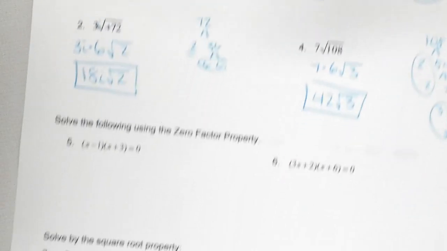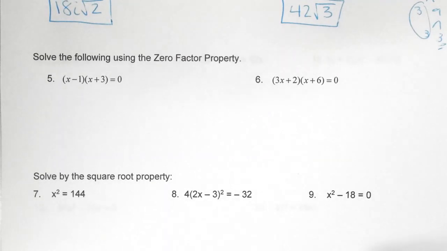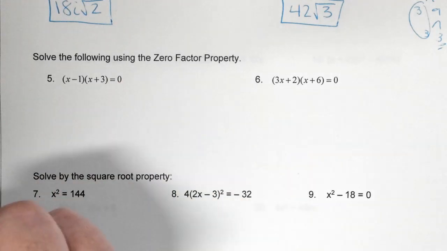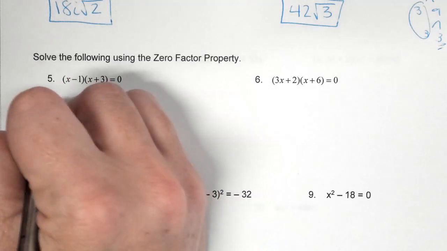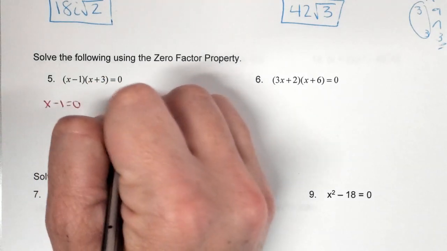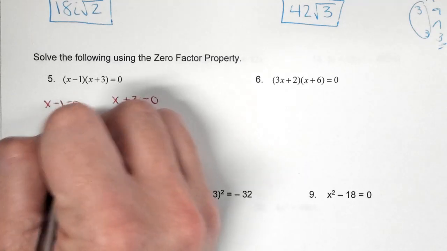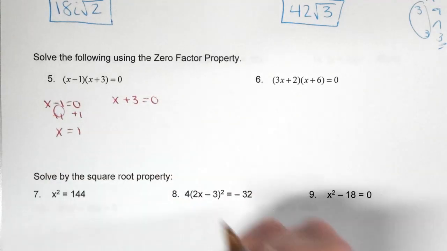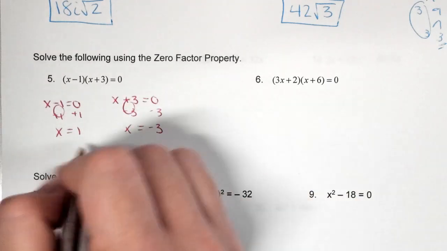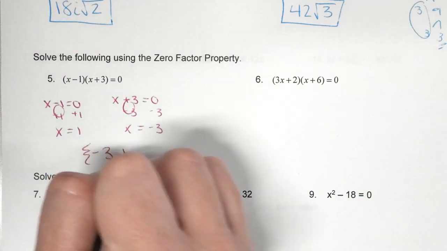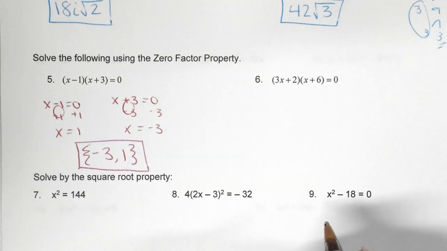Okay, next says solve the following using the zero factor property. So remember, zero factor property meant if you multiply anything times 0, it equals 0. So one or both have to equal 0 for this to equal 0. So I set them equal to 0 to figure out when it will equal 0. So here I'm going to add 1, and I get x equals 1, minus 3, x equals negative 3. So here my solution is negative 3 comma 1. Remember, we write them in least to greatest.